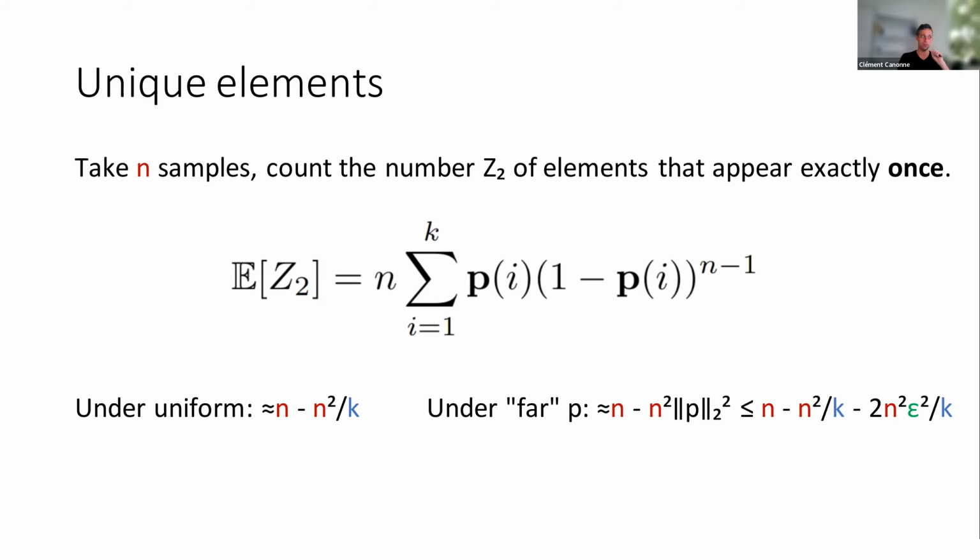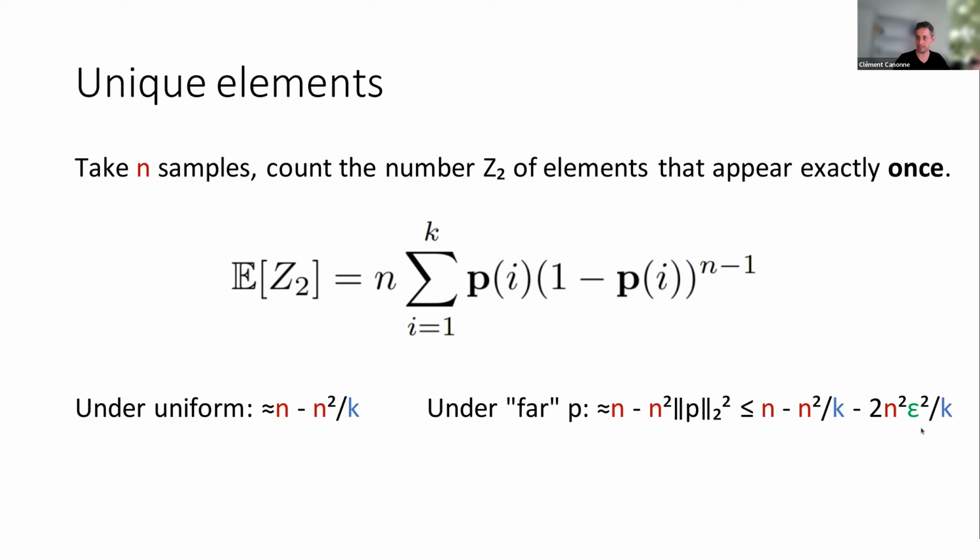So under the uniform distribution, I'm going to make a bunch of approximations, using the fact of approximating (1 minus x) to the n by 1 minus n times x, for x small enough. Under the uniform distribution, the expectation is roughly n minus n squared over k. Under the same approximation, which is not a valid approximation in many cases, if it's far from uniform, I will get n minus n squared times the L2 norm squared. So at least this seems reasonable. I should get some kind of gap as well. And so I get that gap between the two expectations.